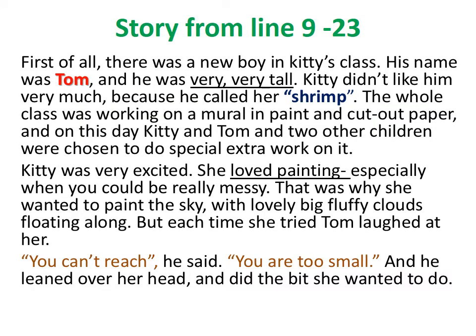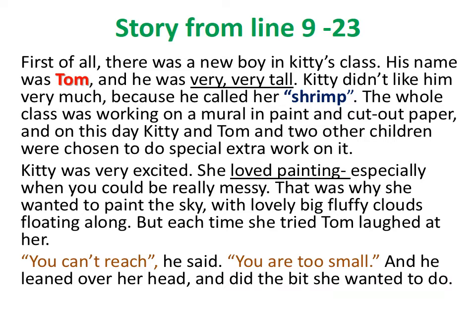Here you can see the story from line 9 to 23. First of all, there was a new boy in Kitty's class. His name was Tom, and he was very, very tall. Kitty didn't like him very much because he called her shrimp. The whole class was working on a mural in paint and cut-out paper. And on this day, Kitty and Tom and 2 other children were chosen to do special extra work on it.